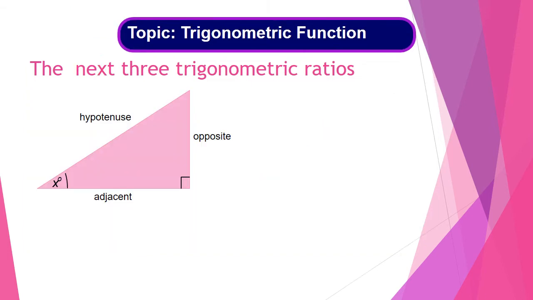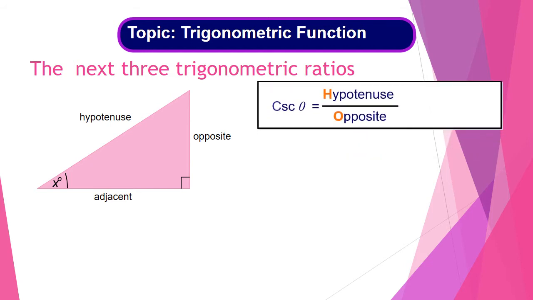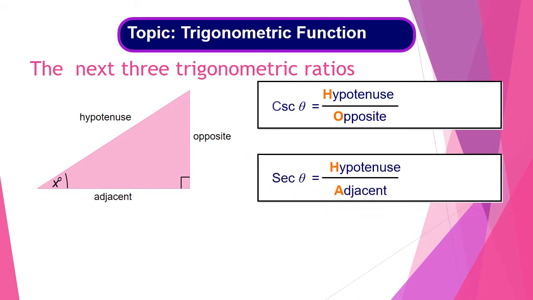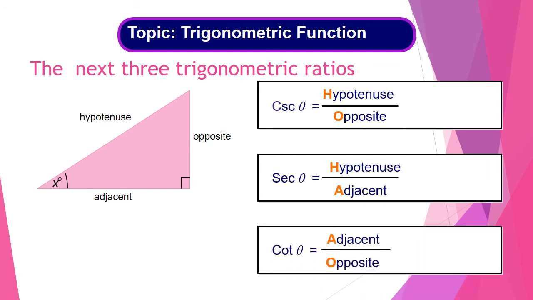Now the next 3 trigonometric ratios are reciprocals of the first 3 ratios. We have the cosecant theta, which is the hypotenuse over the opposite side, the secant theta, which is the hypotenuse over the adjacent side, and the cotangent theta, which is the adjacent side over the opposite side.